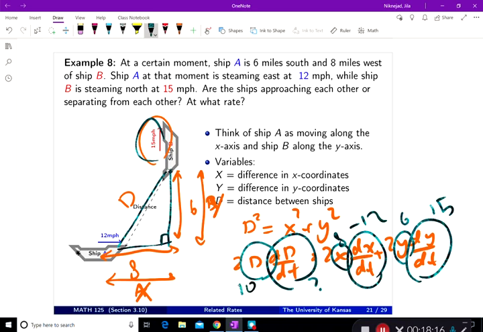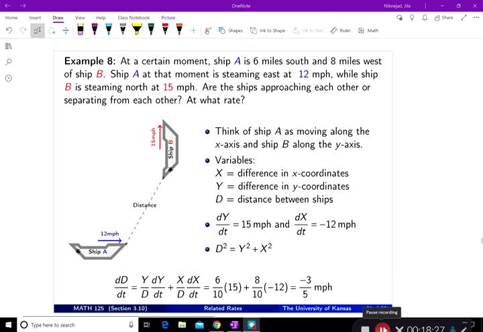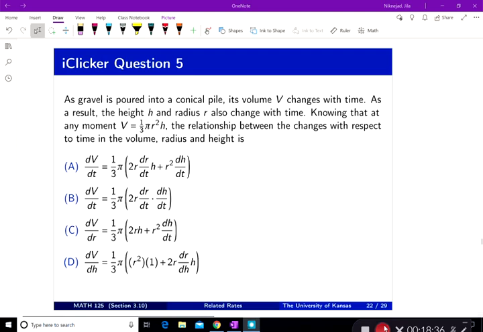And so this is how we have to simplify and evaluate this dd/dt, which is going to be negative 3/5 miles per hour.